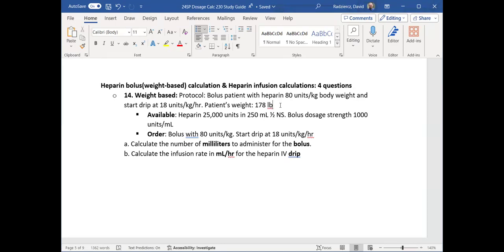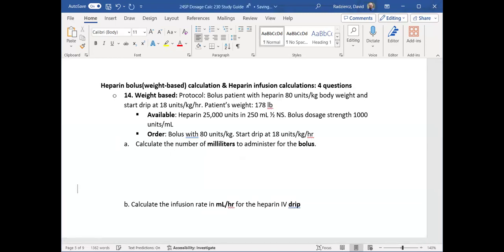I had a couple students ask me about that. Technically, you shouldn't be rounding again. And I'll show you how to set this up, and then you can just plug it into your calculator. Once you get the routine of it, it should be straightforward. So let's start with the bolus part, and then we'll go into the flow rate part.